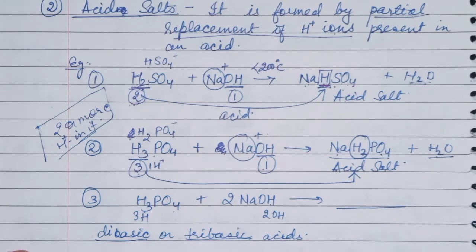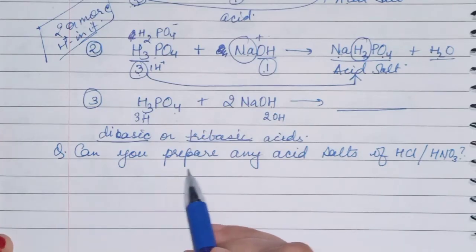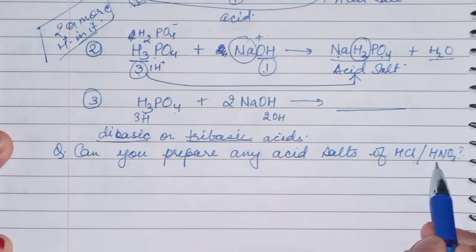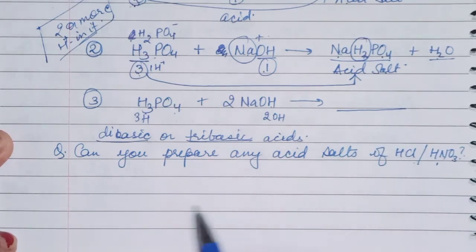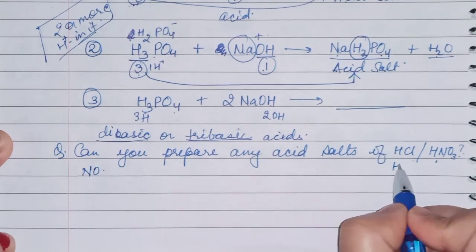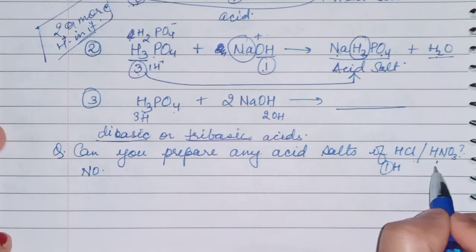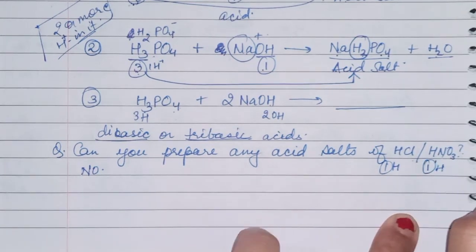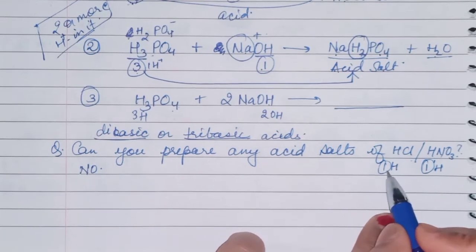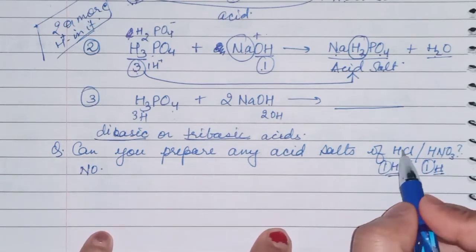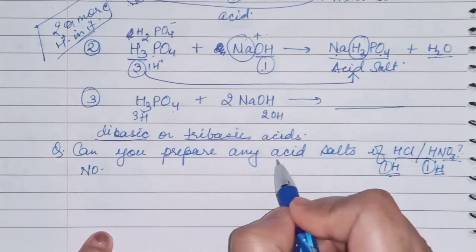And one more question is, can you prepare any acid salt of HCl or HNO3? Its answer will be no. Why is it no? Because here only one H plus ion is forming, and here also only one H plus ion is forming. If salt is formed, that means this hydrogen forms water, so no more hydrogen is left. That's why these two acids will not form acid salt.